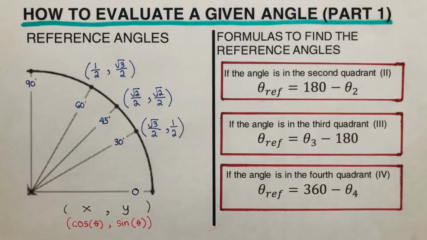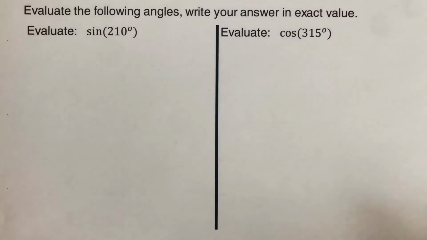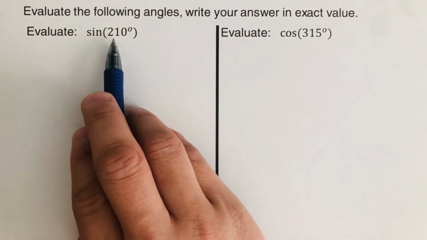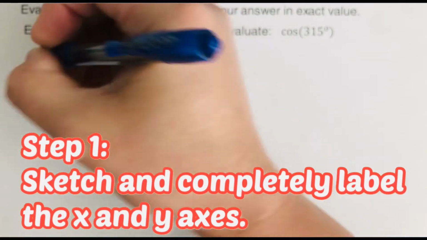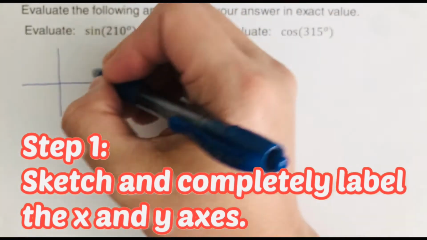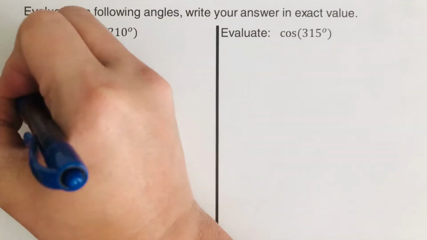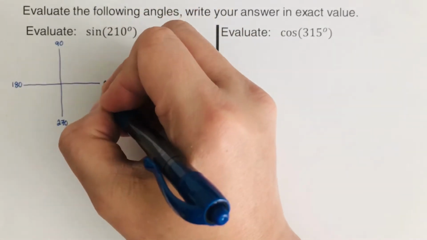Now let's have an example to better see how all of these formulas work. Let's take this first example right here. We are supposed to evaluate 210 degrees. The first thing we need to do is determine where this 210 is located. So we are going to create the x and y axis right here. On this axis, we remember that we start from 0, then we go to 90, then this one right here is 180, 270, and one full turn would be 360.